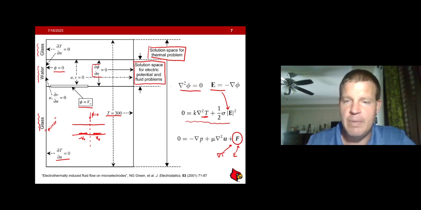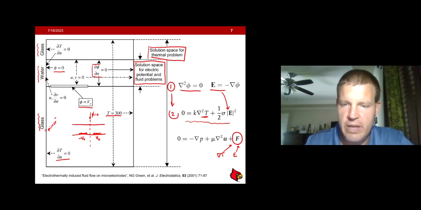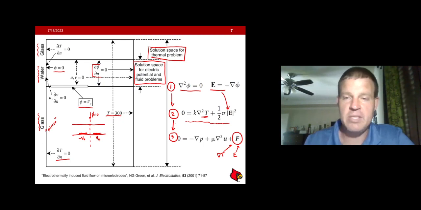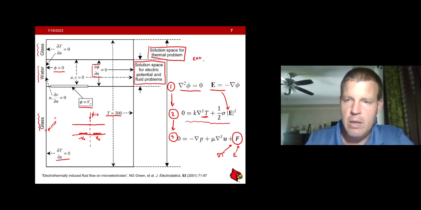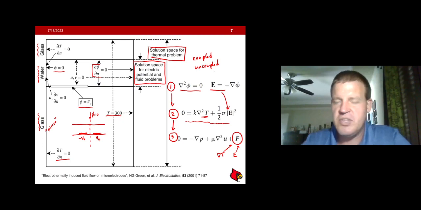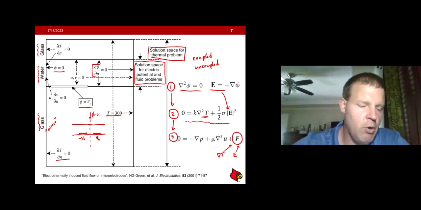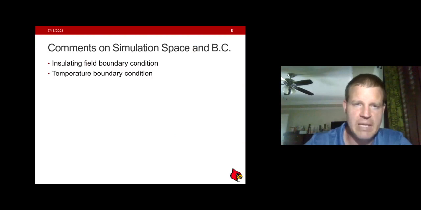So typically what happens is that you have a simulation space that solves for the electric field, and then it sends that solution into a thermal numerical solution, and then that sends its solution over to a fluid dynamic simulation space. And then this can be coupled, or this can be uncoupled. And this just depends on you can save computation time with one over the other. And I'll get into what all that means.